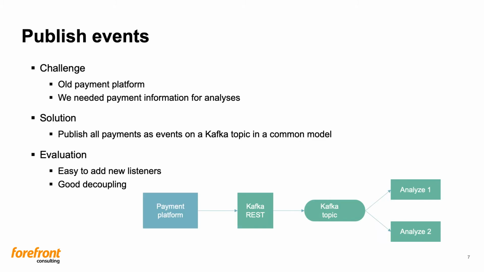The first example is an old payment platform that did its job well. We needed part of the payment information for a number of analyses. The solution was to publish all payments as events on a Kafka topic in a common information model. As the payment platform was too old to talk to Kafka directly, it posted the payments to a REST service that publishes to the Kafka topic. This is actually an example of an architecturally good solution with good decoupling. It's easy to add new listeners, and that has been done in this case.